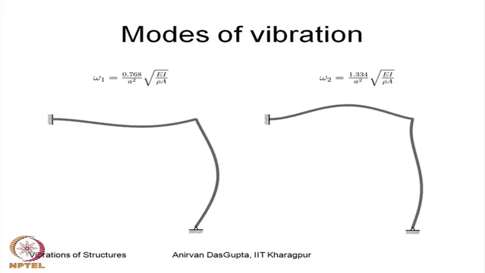So, this figure shows the first two modes of vibration of this plane frame. So, you can see that this is the fundamental frequency and the corresponding mode of vibration. You can see that this angle of 90 degrees is being maintained in both these cases, since we have chosen our admissible functions which satisfy these geometric boundary conditions already.